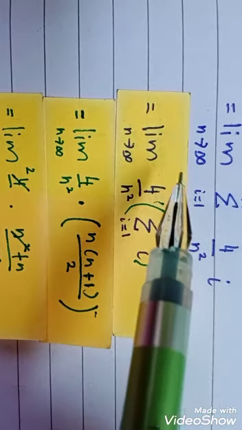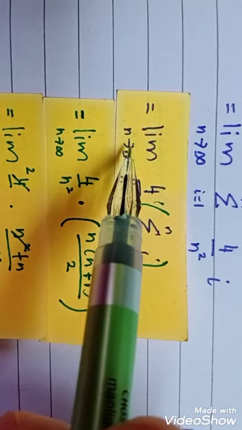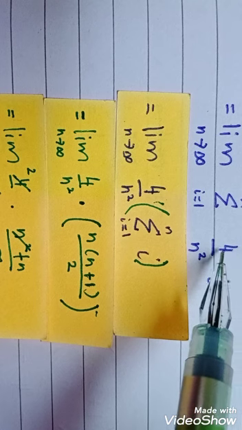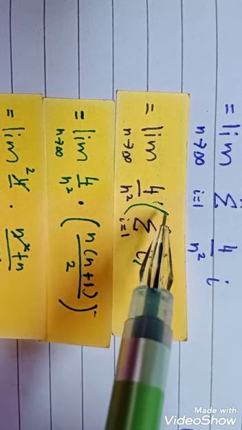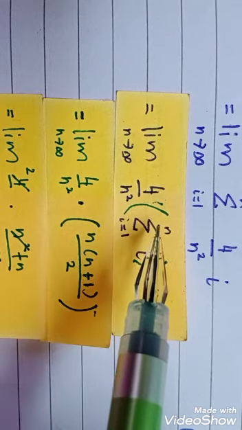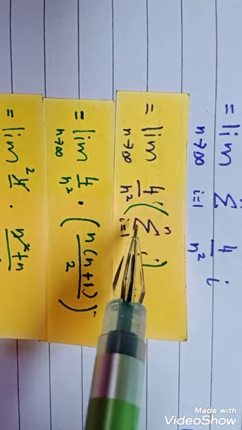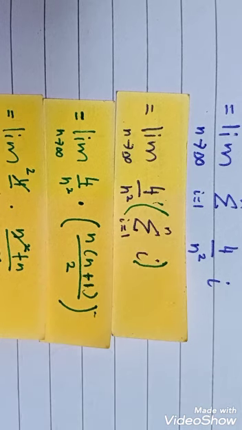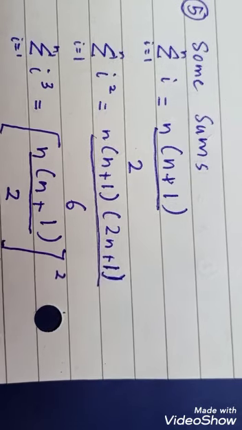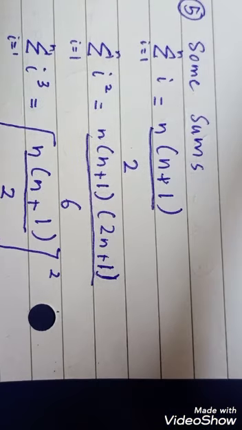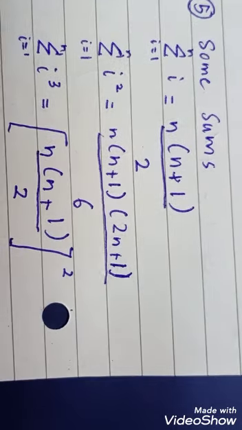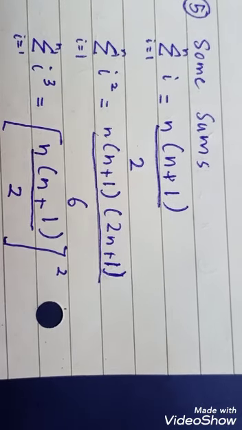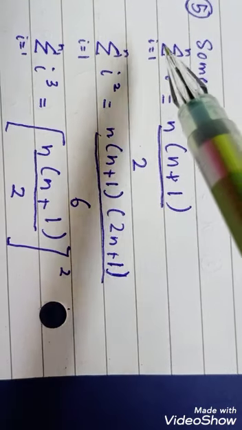So then the limit as n approaches infinity, we take the 4 over n squared to the outside of the sum from i equals 1 to n of i. So we move on with the 5th step. Step 5 is sums.